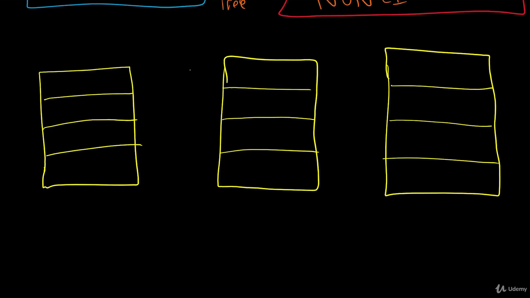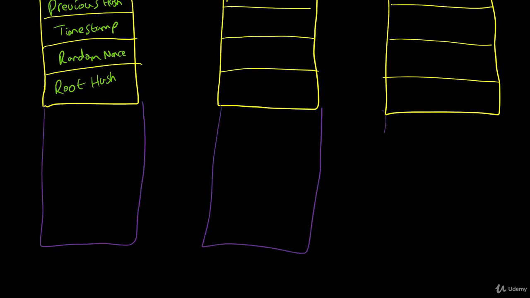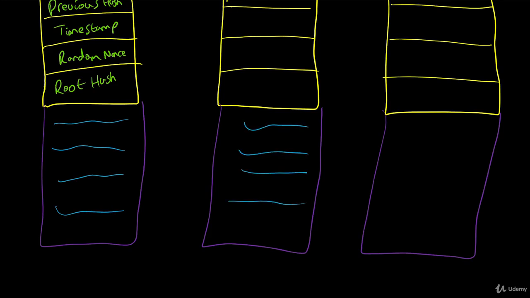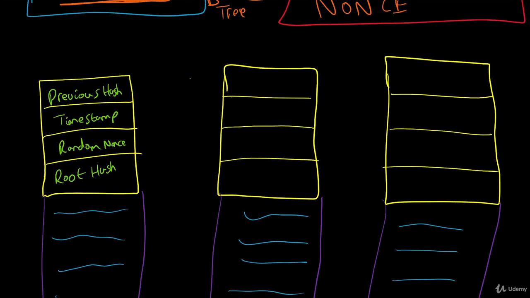And within these sections, the things we are concerned with are the previous hash, the timestamp, the random nonce, the root hash, and linked to this we have all of our transactions. I'm going to keep it simple and just put some squiggly lines. So these are all our awesome blockchain transactions, and the way they link together is not only simple but very cool. You take the hash of the previous block and that forms the previous hash. So that's how they are linked together.